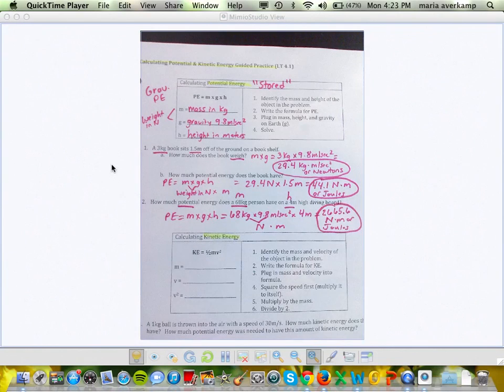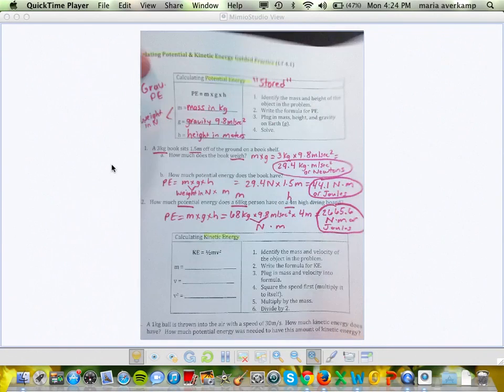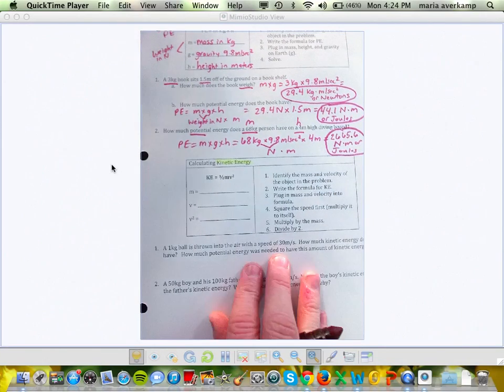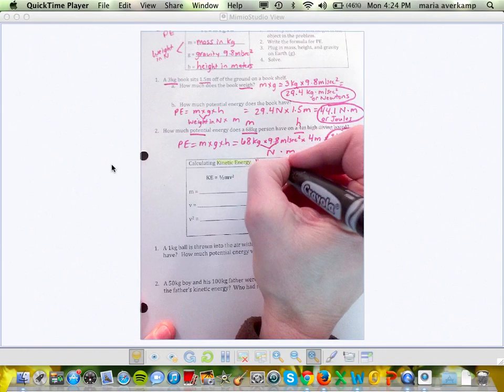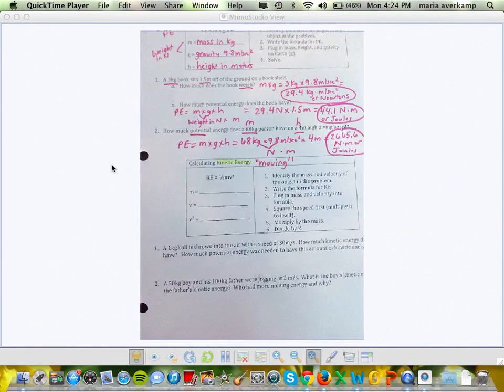Now let's switch gears and let's talk about kinetic energy. Kinetic energy, on the other hand, is energy of motion. So take a second. If I'm going to calculate how much kinetic energy an object has, it's how much moving energy does it have. So I have a different equation.